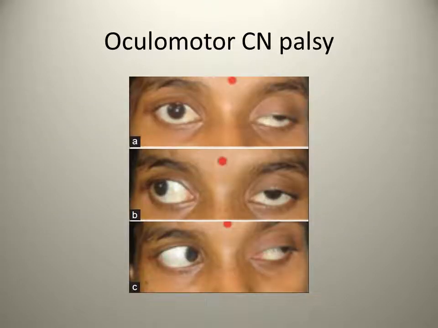As you can see in picture A, there is severe ptosis with exotropia. On trying to look to the right, the left eye will not be able to move because of the paralyzed medial rectus, while on looking to the left, the healthy lateral rectus is working.